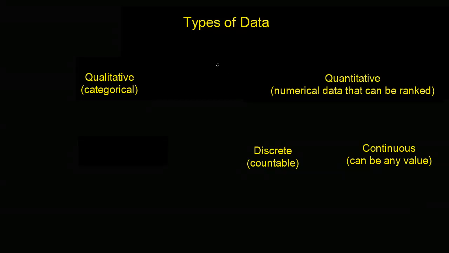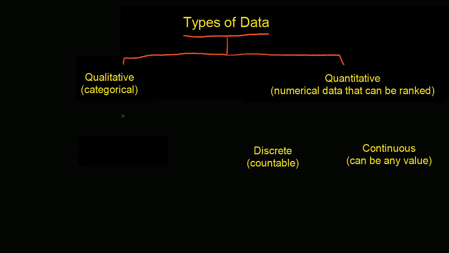In this video, we're going to talk about different types of data. There are two main breakdowns for different types of data: qualitative data and quantitative data. Qualitative data is categorical type data, so data that can be put into categories.